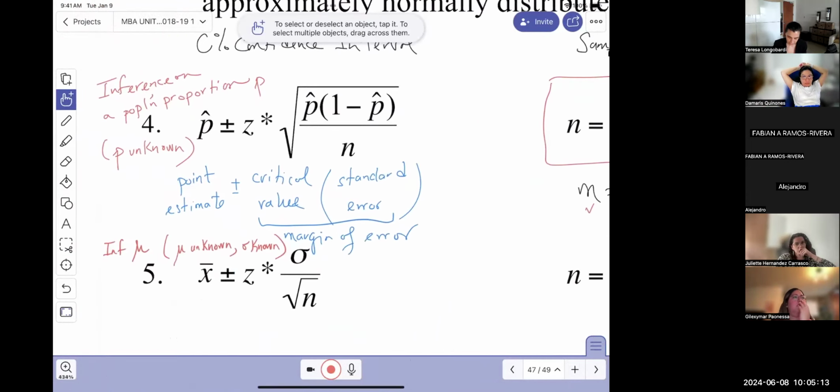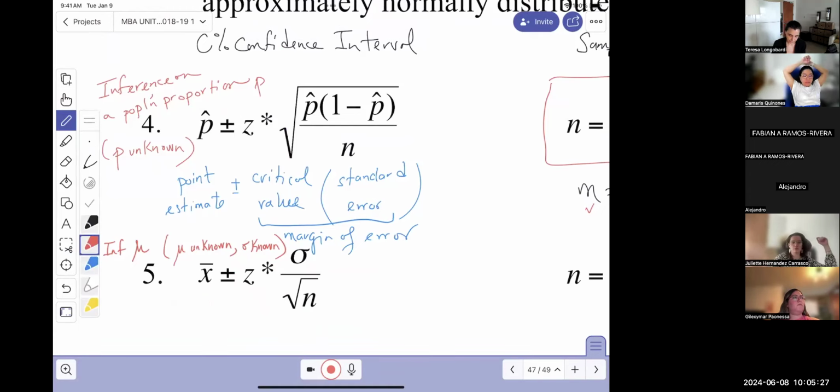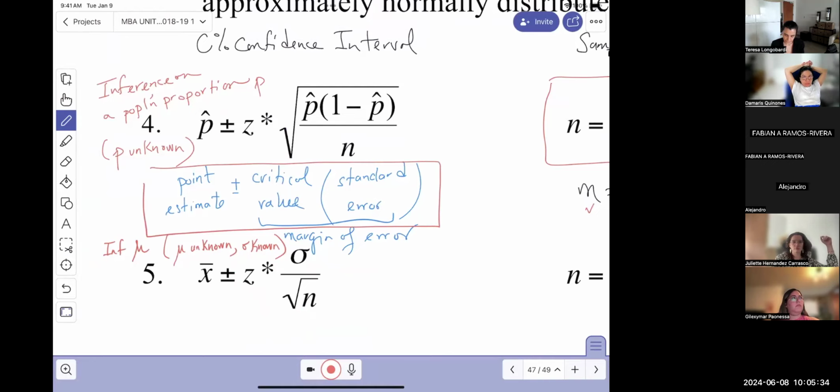So that is the critical value, just like we picked one here. And the standard error is the standard deviation of X bar, which is sigma over root n. So it's the same format as this here. All right, so we can look at some problems like that.